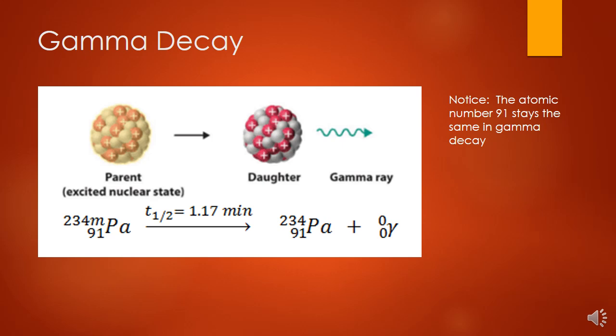So here's an example with the chemistry at the bottom. We have 234 91, and that turns into 234 91. Well, nothing changed. Yeah, nothing changed. Same number of protons, same number of neutrons, but it's giving off gamma rays.